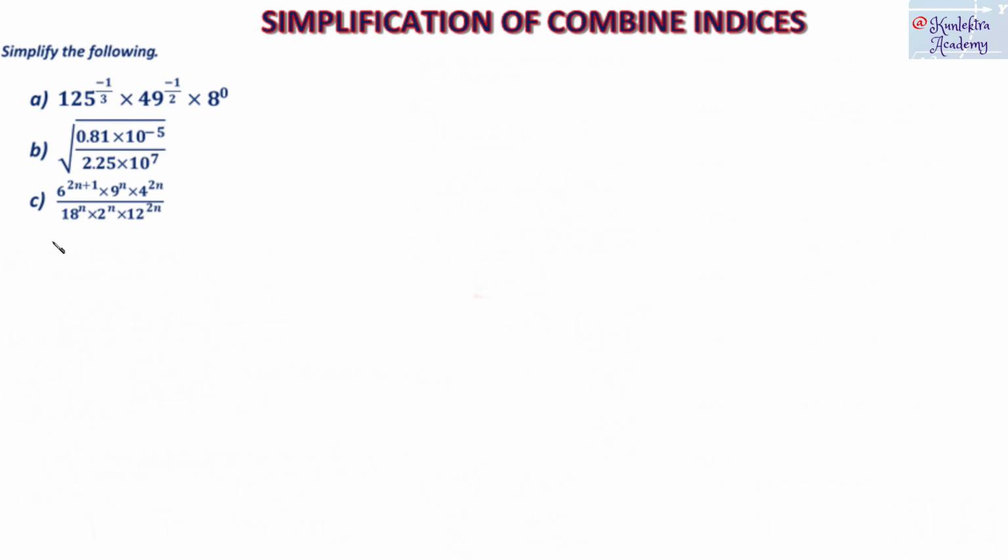Now, here are three questions that I'm going to be solving, simplifying, on indices, and I want you to pay attention. A: 125 raised to power minus 1 over 3 times 49 raised to power minus 1 over 2 times 8 raised to power 0. Now, from this, let me start with A.